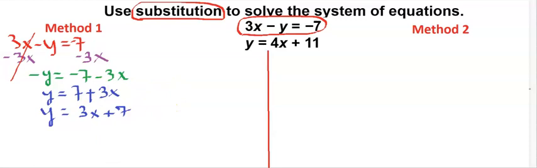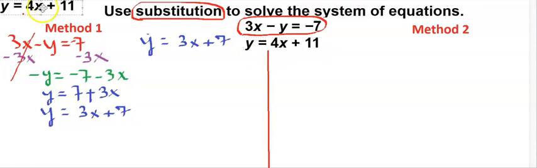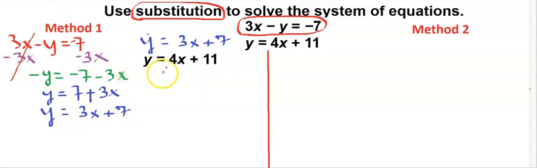So now I can rewrite my system. So my system now is y equals 3x plus 7. That's the first equation. And the second equation is y equals 4x plus 11. There you go. Now you can go ahead and use substitution like the way that we did yesterday. Does that make sense or no? Because now both the y's are already by themselves.